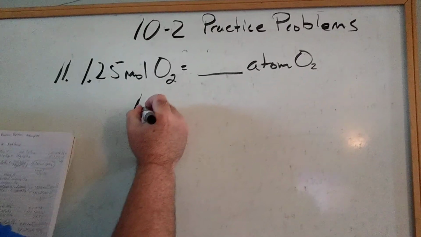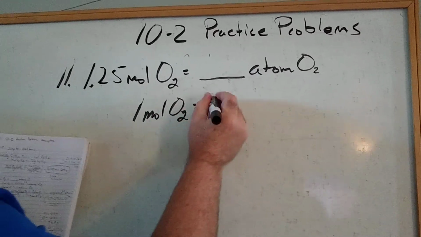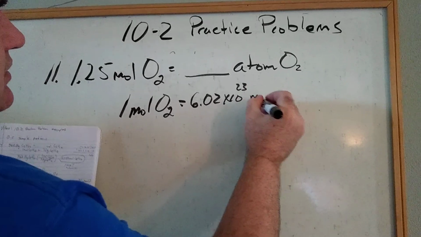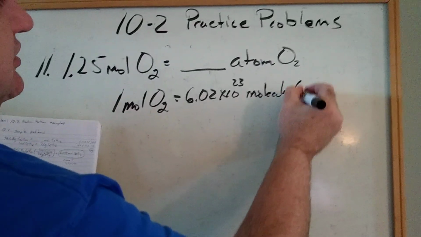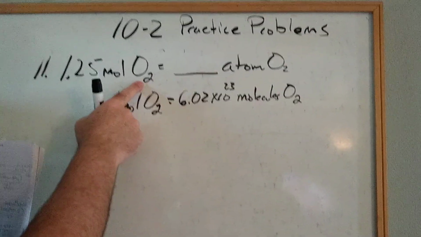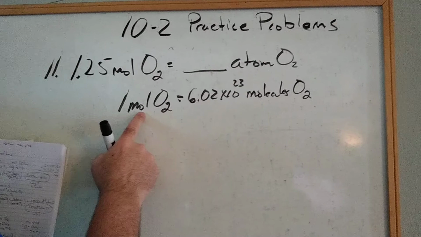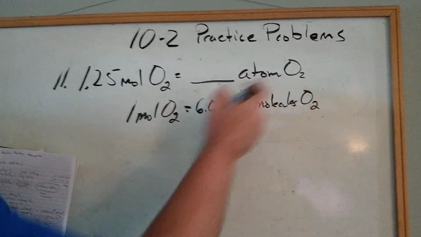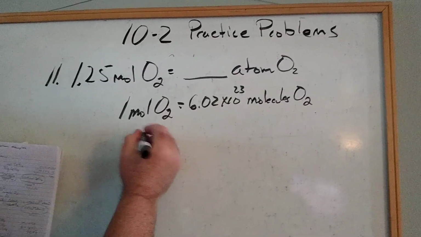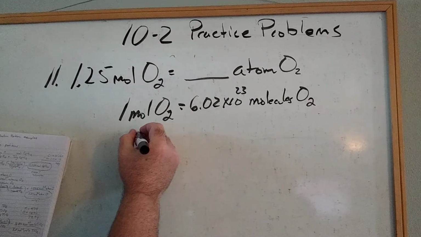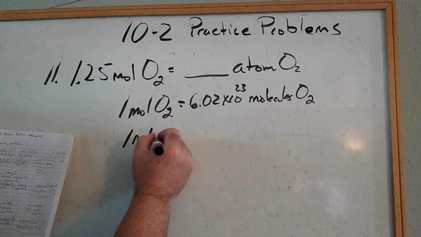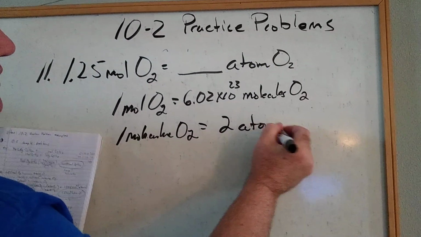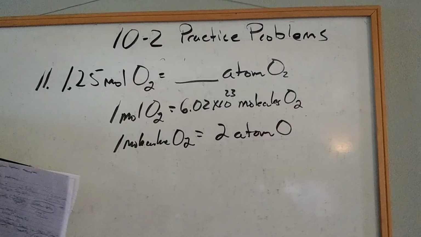So we know that 1 mole of oxygen is equal to 6.02 times 10 to the 23rd molecules of oxygen. Remember, this is a diatomic element. It's a molecule. So we go from moles to molecules. Now, we actually need to get to atoms. If I look at the formula, for every molecule, I can write 1 molecule of oxygen is equal to 2 atoms of oxygen.